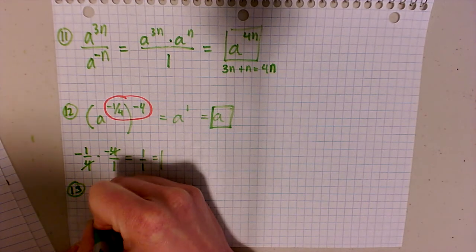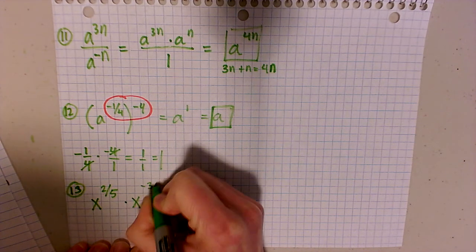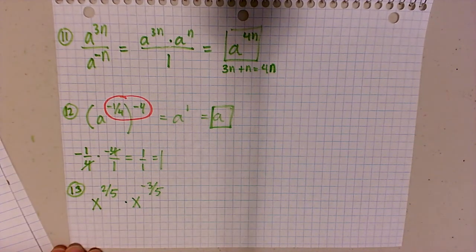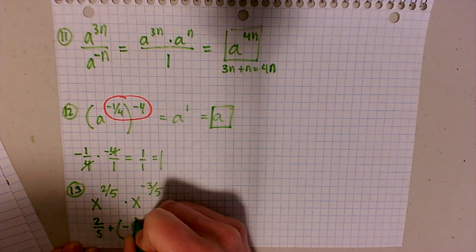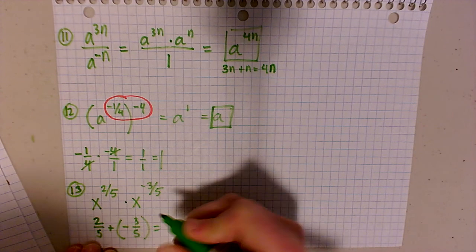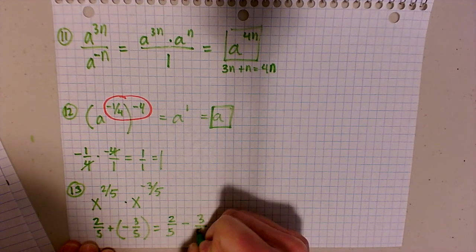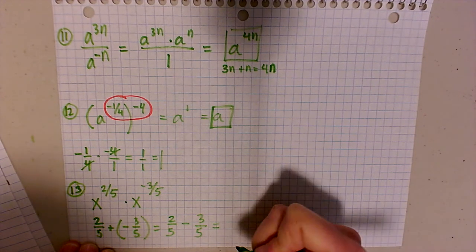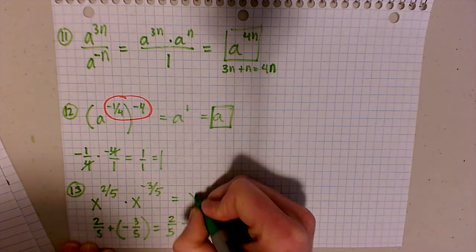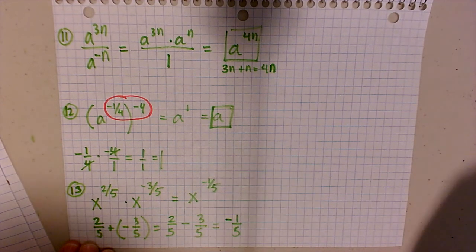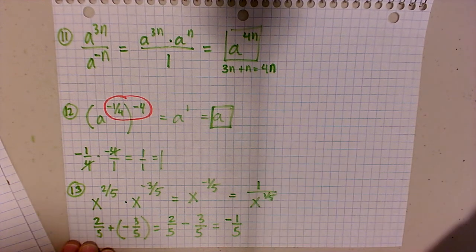So for 13, we have x to the 2/5 times x to the negative 3/5. So if we add those exponents, that's going to be 2/5 plus a negative 3/5, which is the same thing as 2/5 minus 3/5, which is, what is that, negative 1/5. So then this turns into x to the negative 1/5, which is just 1 over x to the 1/5.